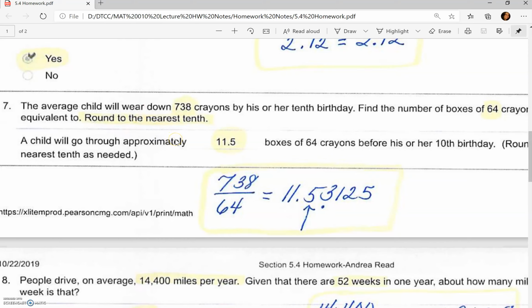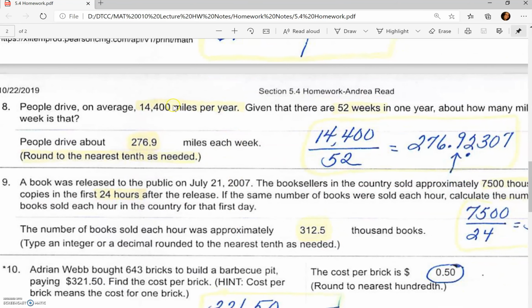So the first one's just talking about a child wearing down 738 crowns by the 10th birthday. And they're saying if out of all those crowns, 64 is considered a box. So that's why you set up this problem to see how many boxes you'll get out of this total number. And then it'll ask you, you can see right here, to round to the nearest tenth, and that's why the answer is 11.5.